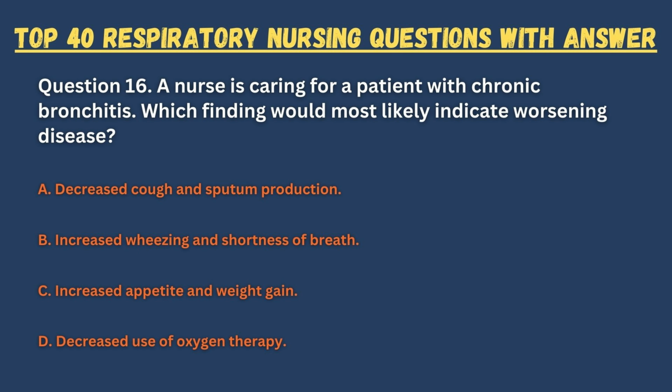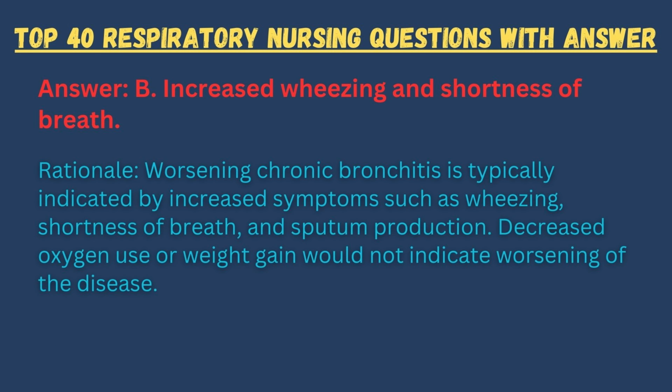Question 16. A nurse is caring for a patient with chronic bronchitis. Which finding would most likely indicate worsening disease? A. Decreased cough and sputum production. B. Increased wheezing and shortness of breath. C. Increased appetite and weight gain. D. Decreased use of oxygen therapy. Answer: B. Increased wheezing and shortness of breath.